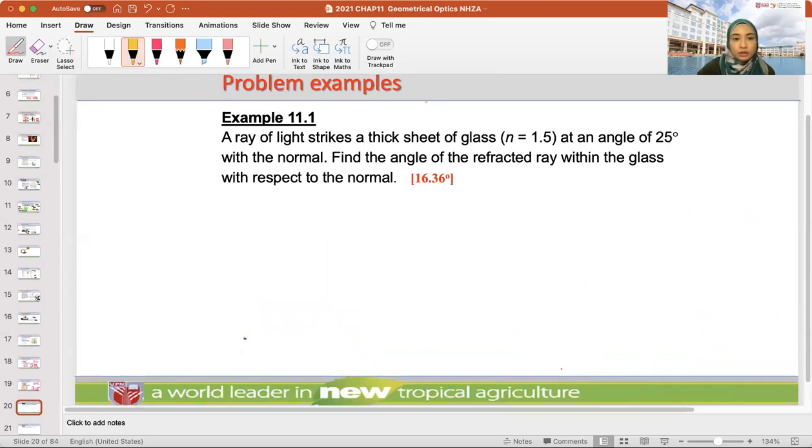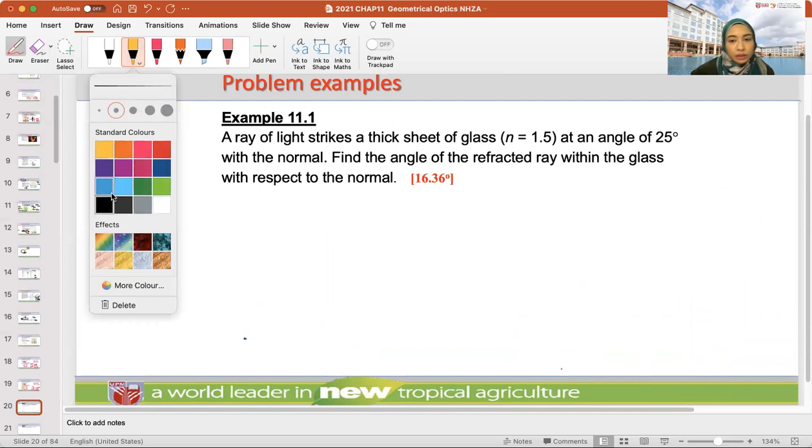Okay, so let's go on to example 11.1. So far, do you have any questions? No? Okay, I'm going to continue. If you do, please interrupt me. A ray of light strikes a thick sheet of glass.